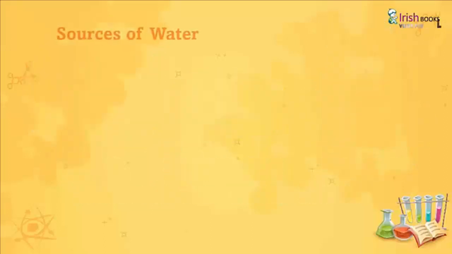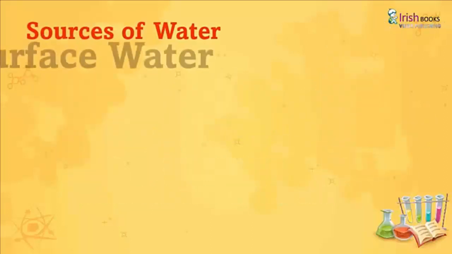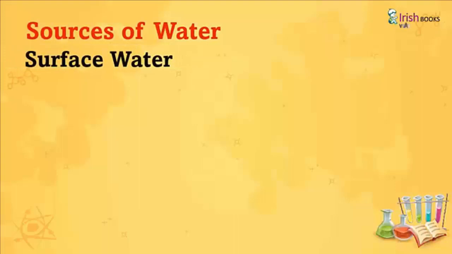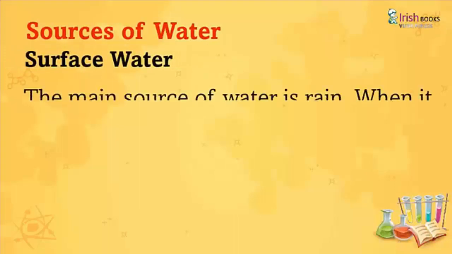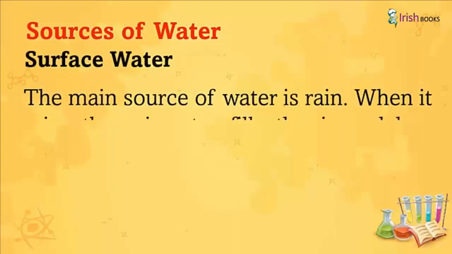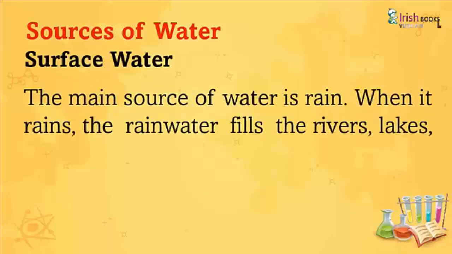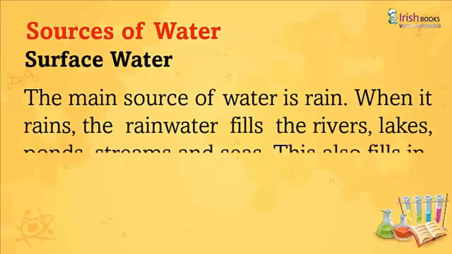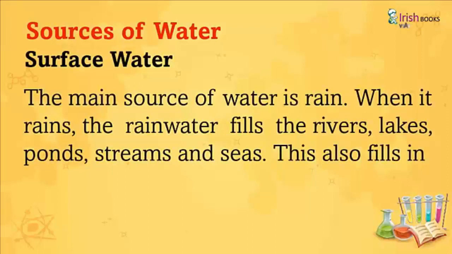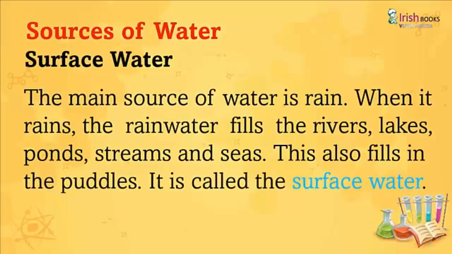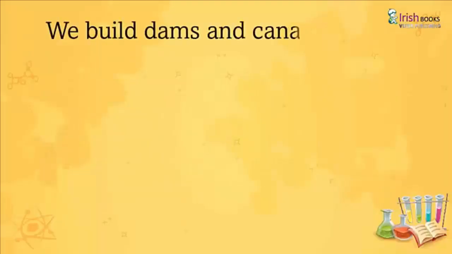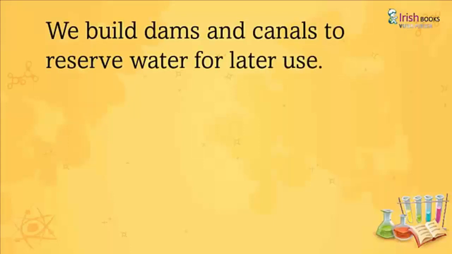Sources of water. Surface water. The main source of water is rain. When it rains, the rain water fills our rivers, lakes, ponds, streams, and seas. This also fills in the puddles. It is called the surface water. We build dams and canals to reserve water for later use.